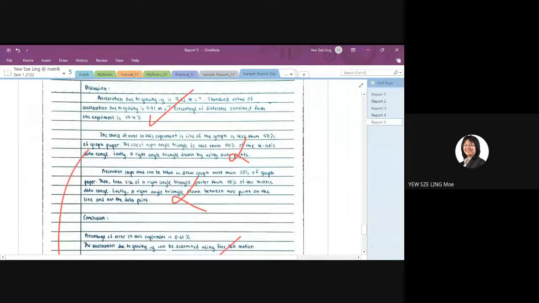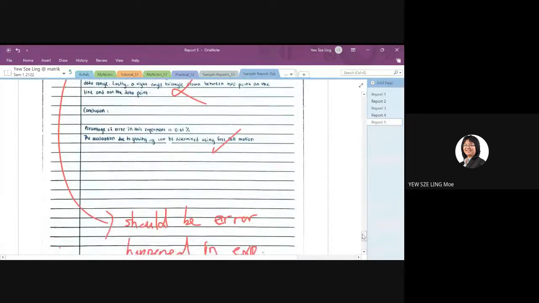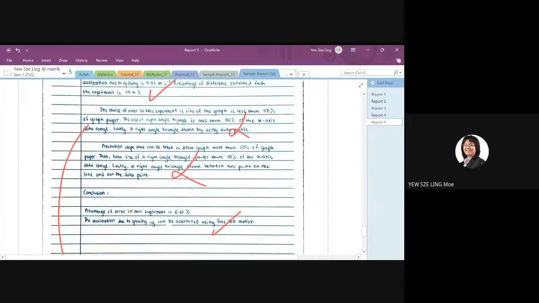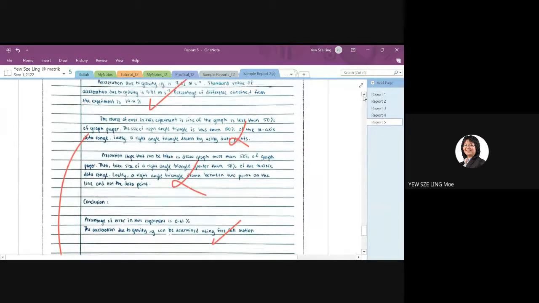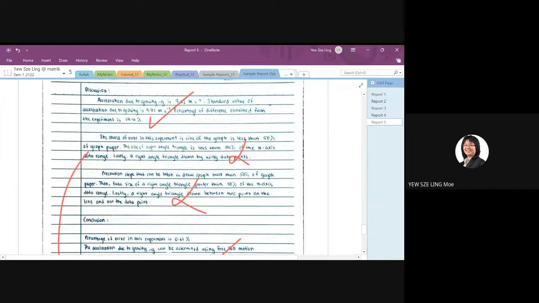Okay, so let's see. Now this is the thing that you must do in your lab report. You shouldn't put it as your error and precaution. The thing that is being mentioned, it shouldn't come out in your error and precaution. Now you say the error of the experiment is the size of the graph paper is less than 50% of the graph. No, this is the marking scheme. This is what I told you. This is what you should do. This is not an error in the experiment.